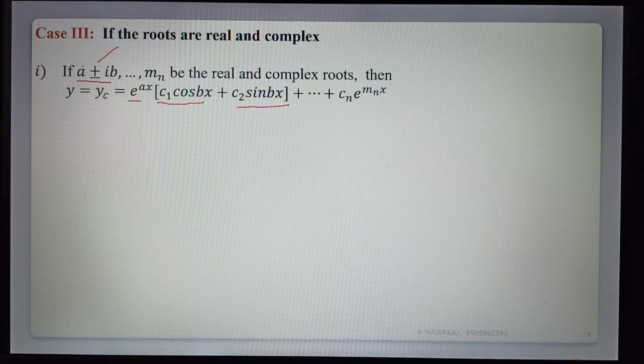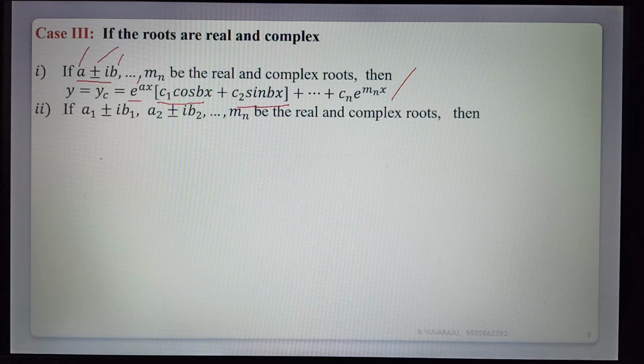Here a plus or minus ib means two roots, here m1, m2. So here e power ax, here the a value, and the b value, substituting here, plus remaining are real and distinct or equal, using case 1 or case 2. Okay na? So next one, two pairs of roots are complex. First pair is complex, second pair is also complex. Here m1, m2, this is m3, m4, all are complex, remaining may be real and distinct or equal.